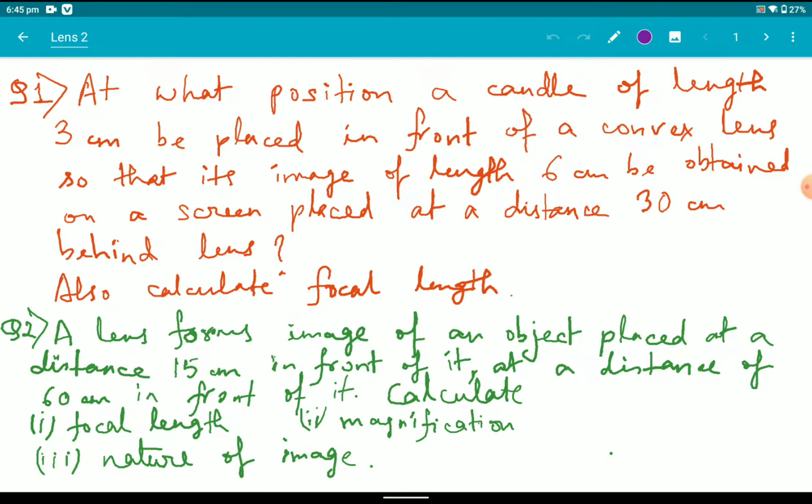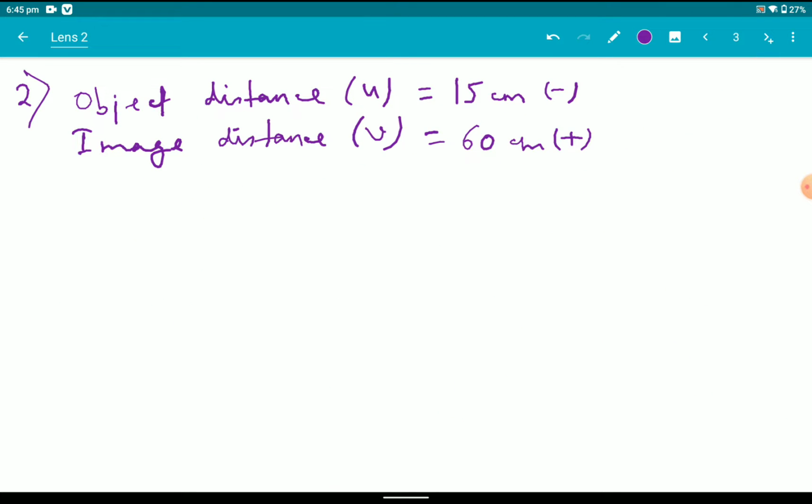Fine. So what do you have to calculate? You have to first calculate the focal length, magnification, and nature of the image. So focal length, we know, let us consider the focal length to be f.